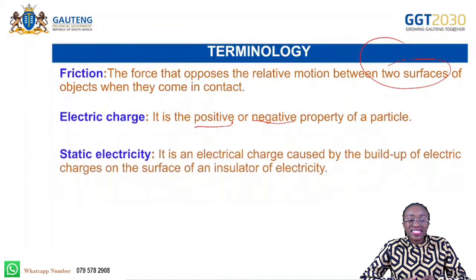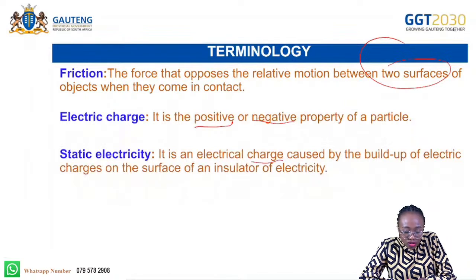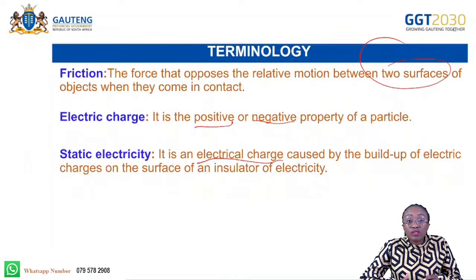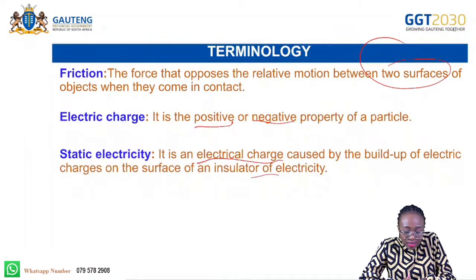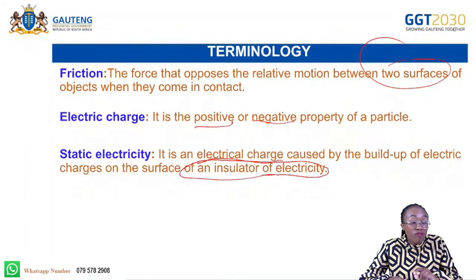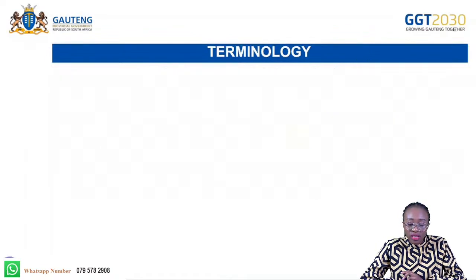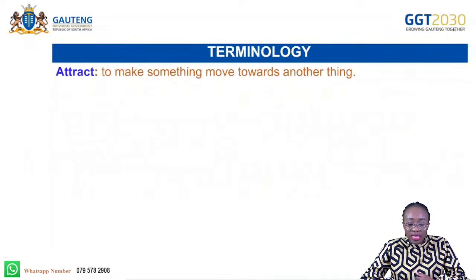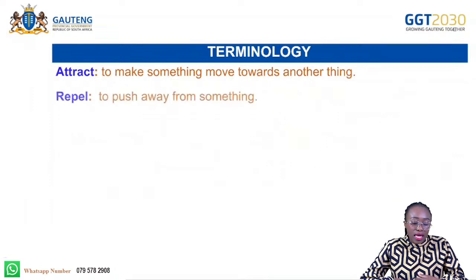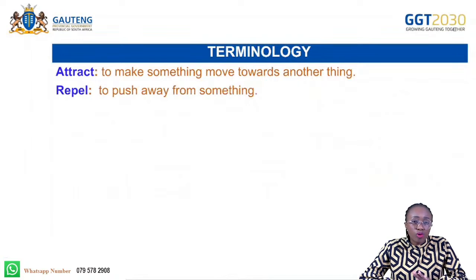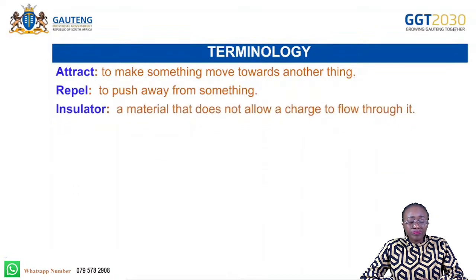The next term is static electricity. Static electricity is an electrical charge that is caused by the buildup of charges on the surface of an insulator of electricity. Let's go to the second slide. Attract means to make something move towards another thing. The next one is repel. To repel is to push away from something.